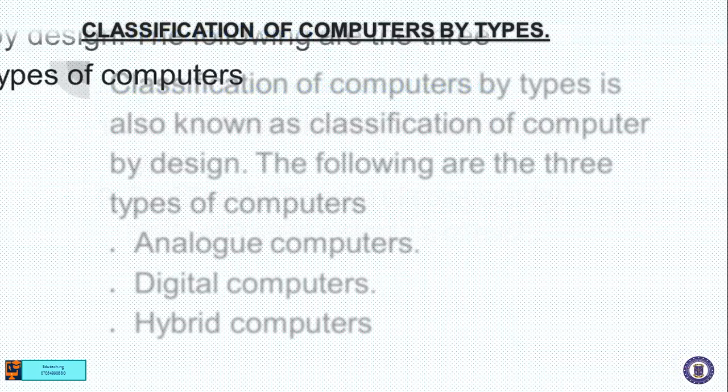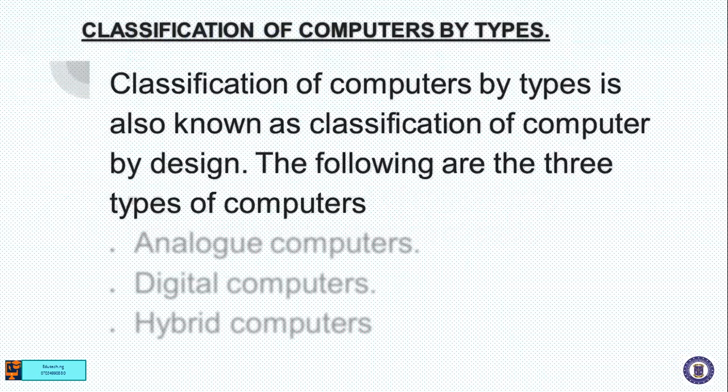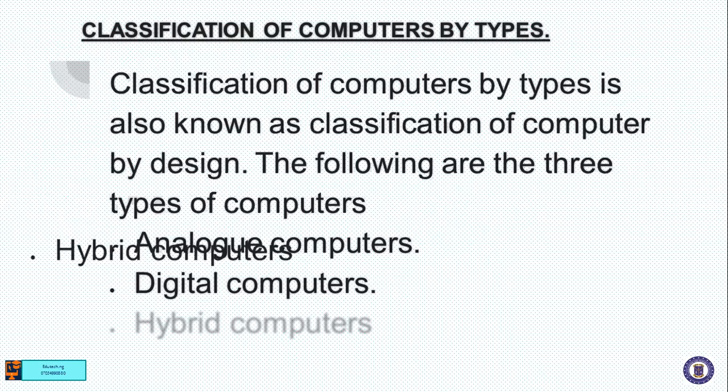Classification of computer. Classification of computers by types is also known as classification of computer by design. The following are the 3 types of computer by types. 1. You have the analog computer. 2. You have the digital computer. 3. You have the hybrid computer.